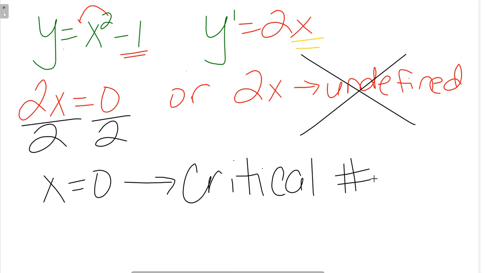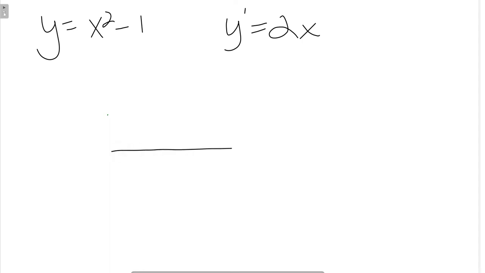All right, let's talk about what we're going to do with this critical number. Remember, our original function, x squared minus 1, our derivative, 2x. We're going to take our critical number and plot it on a makeshift number line. If you had more than one critical number, you would plot more than one. In fact, if your derivative was a quadratic, you'd have 2. If it was a cubic, you'd have 3, and so on. So it is very common that you don't just have one critical number.